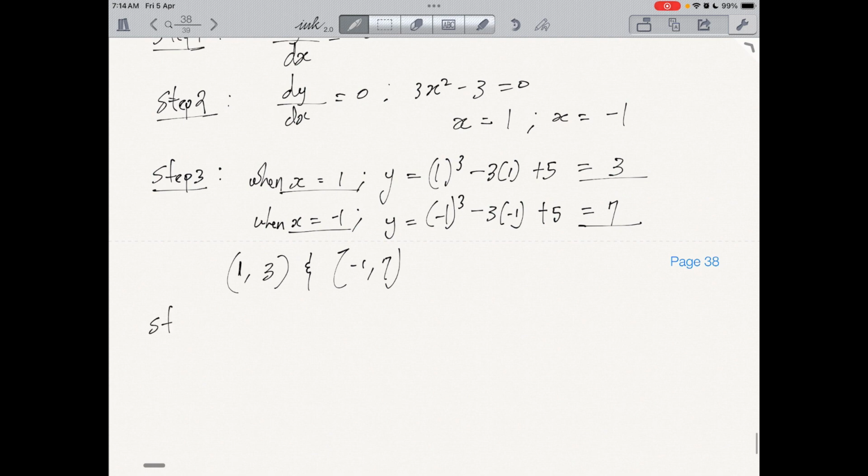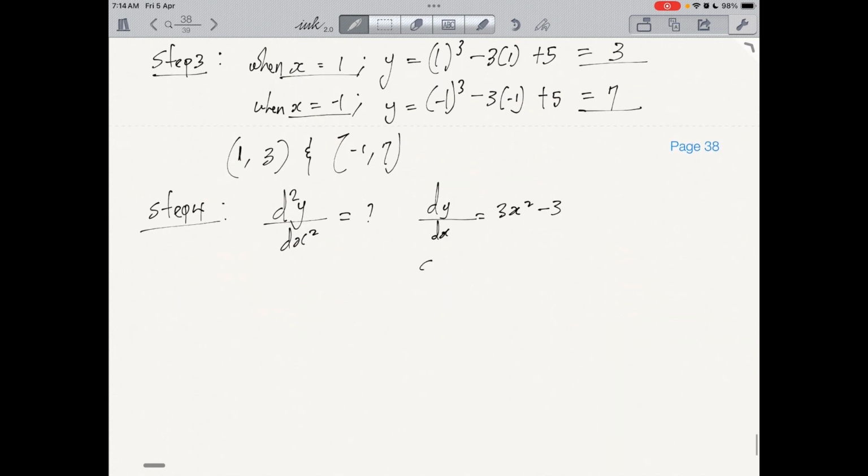Now in step 4, we are asked to evaluate d²y/dx². Now we recall that dy/dx is equal to 3x squared minus 3. Therefore, d²y/dx² is equal to 6x.